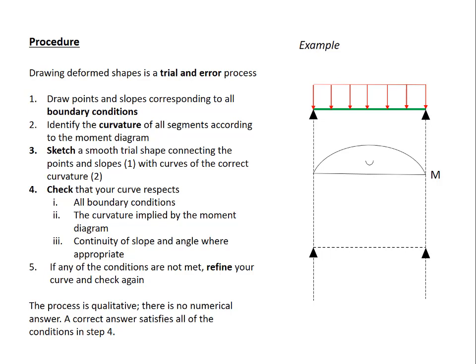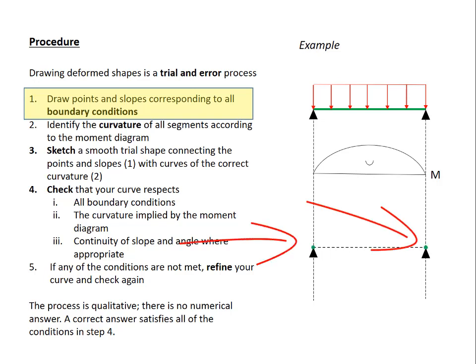So I'd like to start with an example where we pretty much know the answer to start with. You can think of this as propping up a 2x4 between 2 bricks and laying down on it. So let's start going through this step by step. Step 1. Draw all the points and slopes corresponding to the boundary conditions. We have displacement boundary conditions at the left and right, so I'll sketch in 2 points corresponding to those boundary conditions. I know that my curve must go through those 2 points.